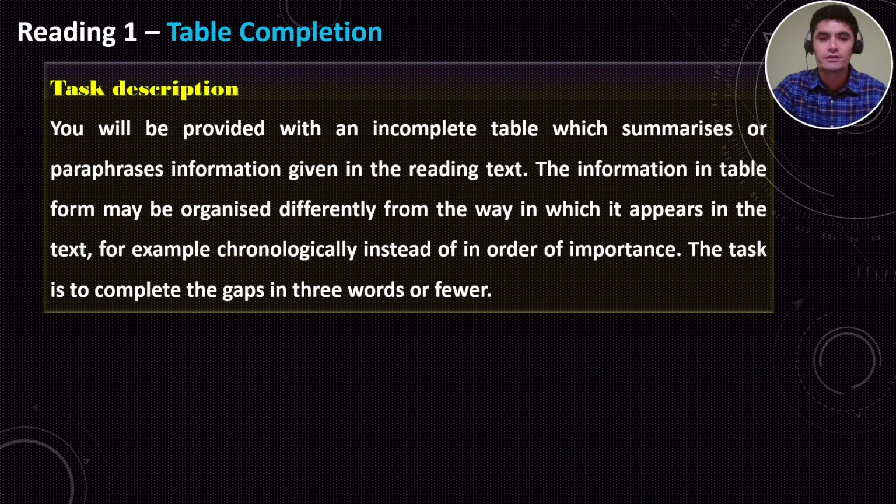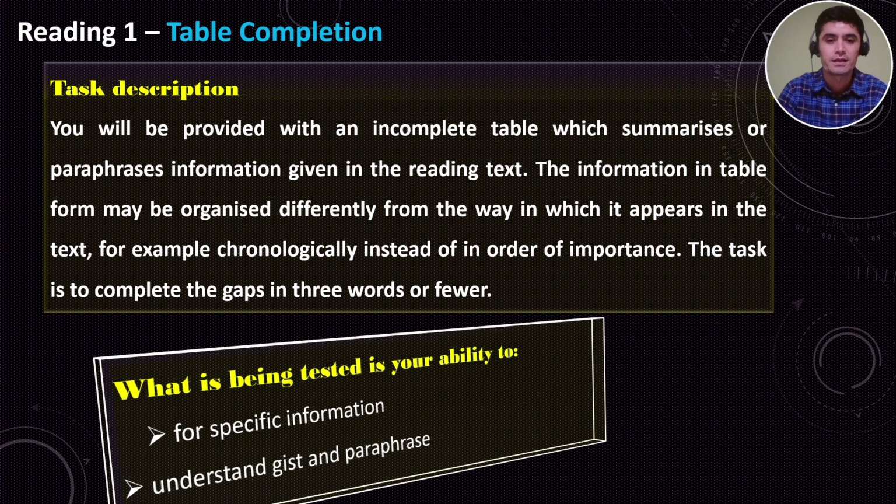First off, general information about table completion. What kind of question is that? In this task, you'll be provided with an incomplete table which summarizes or paraphrases information given in the reading text. The information in the table form may be organized differently from the way in which it appears in the text. For example, chronologically instead of in order of importance. The task is to complete the gaps in 3 words or fewer. So there's always a word limit for this type of question.